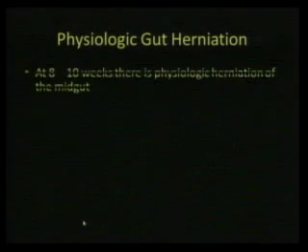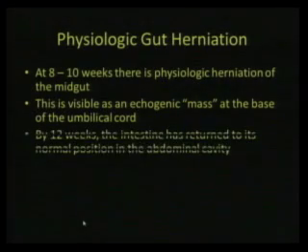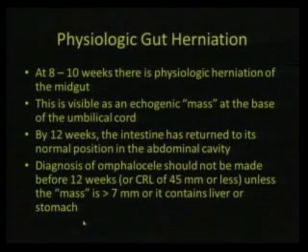Physiologic gut herniation. This is another one of those where dates are very important. At 8 to 10 weeks, there's physiologic herniation of the midgut as the GI tract is forming. This is visible as an echogenic mass at the base of the umbilical cord. By 12 weeks, the intestine has returned to its normal position in the abdominal cavity, so if you see this after 12 weeks, it's not normal. Diagnosis of an omphalocele should not be made before 12 weeks or a crown rump length of about 45 millimeters or less, unless the mass is greater than 7 millimeters or it contains liver or stomach.